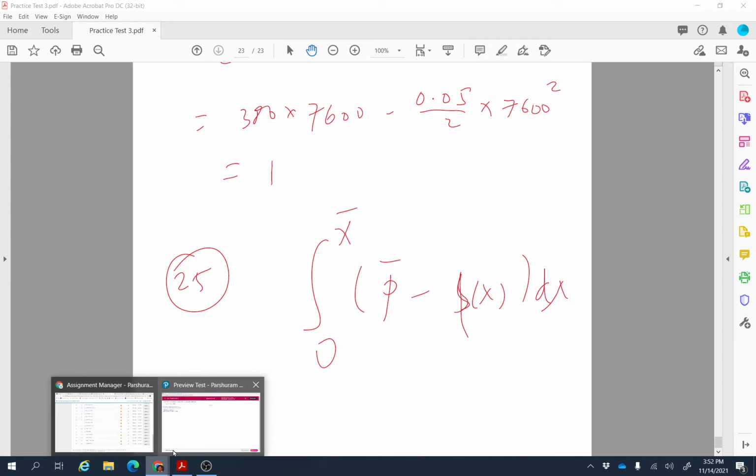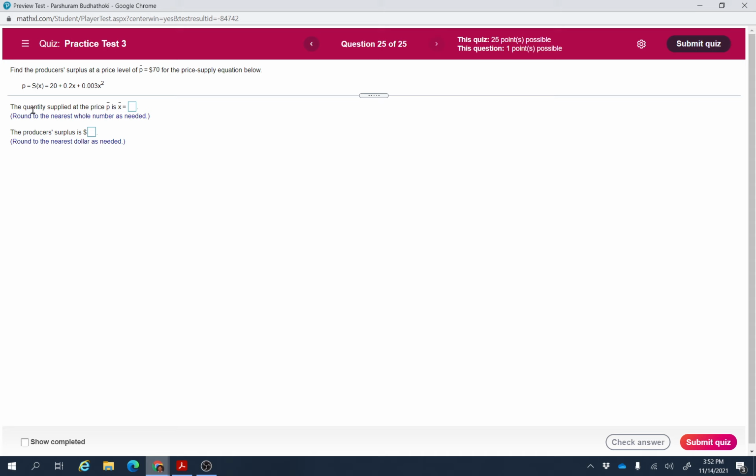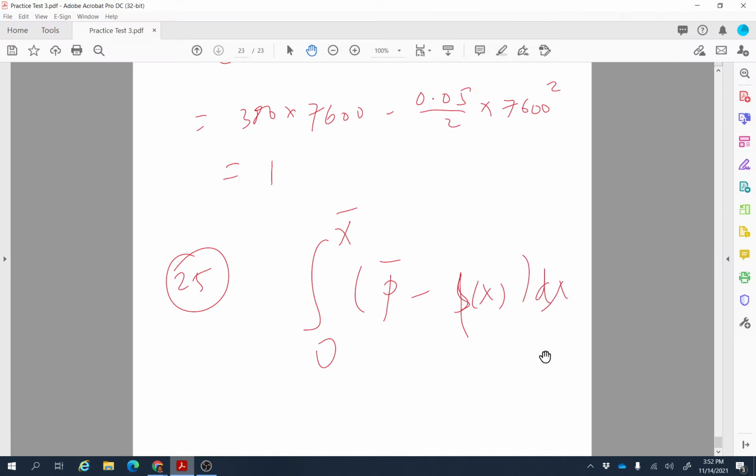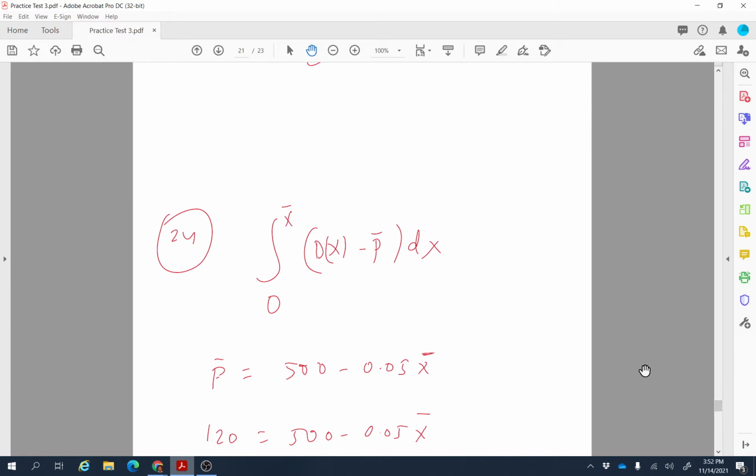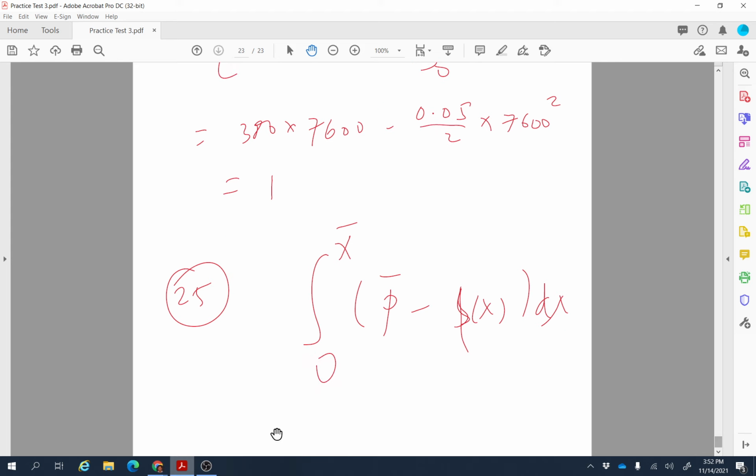If you go back to the problem here, s of x is given, p bar is given, which is 70. X bar can be found the similar way we found x bar in the previous problem. Put the value of x bar here, p bar here, and s of x is already given, and then find the integration the way we found the integration for consumer surplus.